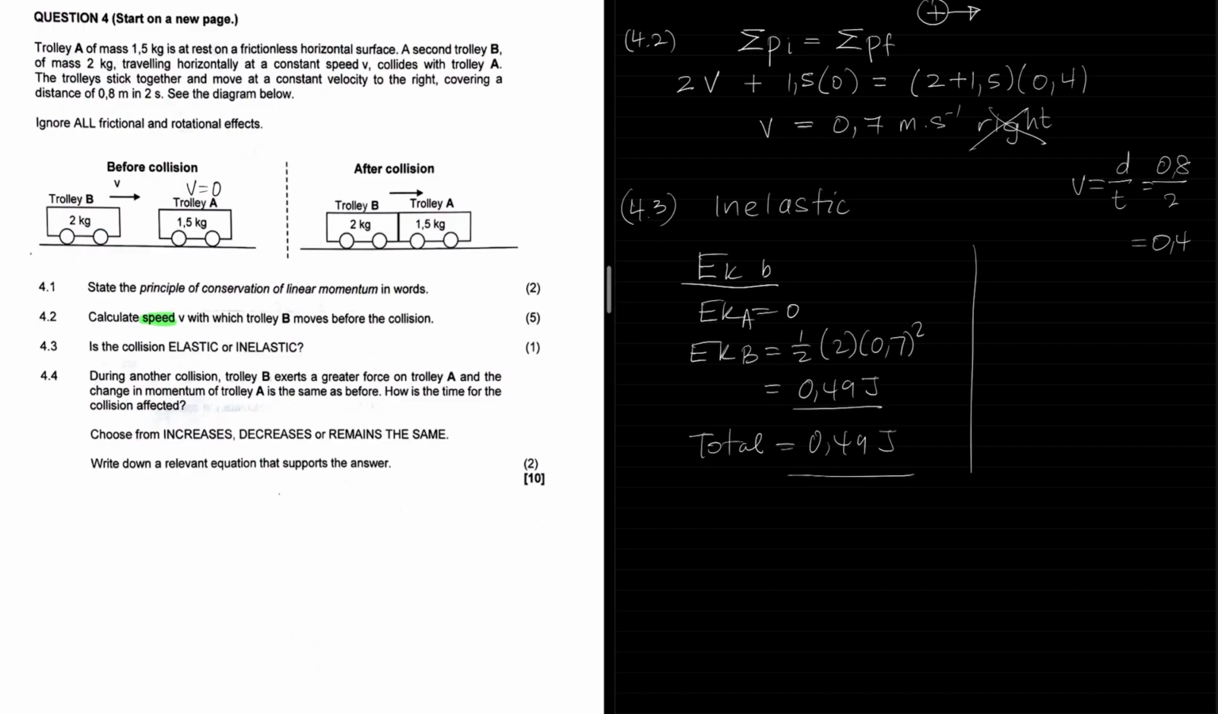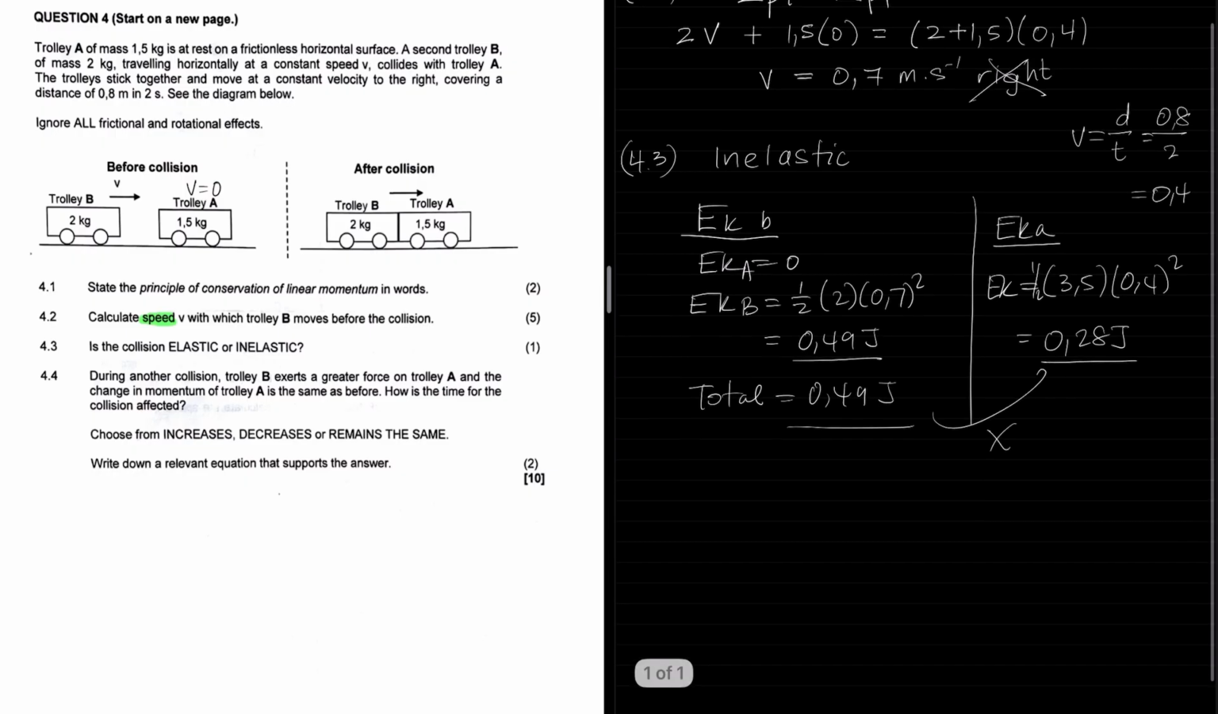Then after, A and B are joined, so it's just going to be EK is equal to half of 2 plus 1.5, which is 3.5, multiplied by the velocity, which we worked out to be 0.4 squared, and I have that worked out as 0.28 joules. And so you can see that it's not the same, so inelastic.